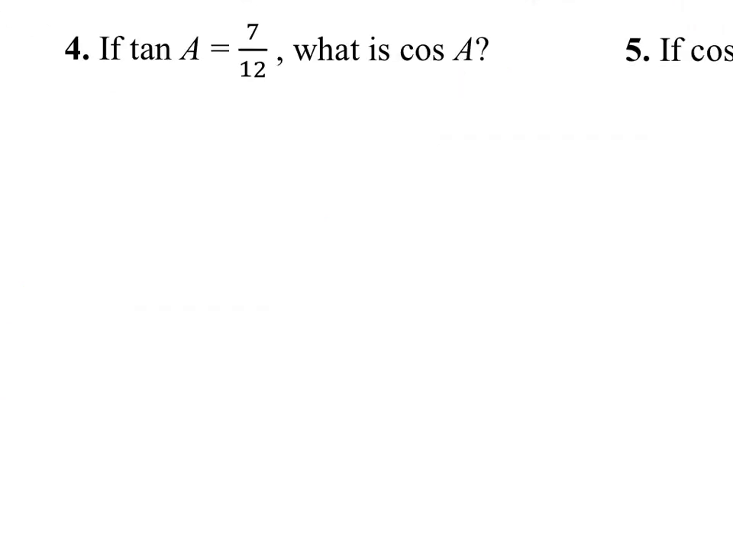I find these ones without a picture to be easier because you only have to find one ratio instead of all 6. So draw a right triangle, any right triangle you want. Put A on one of the acute angles. So don't put it on the right angle. Put it on either of the acute angles. I'll just put it down here.